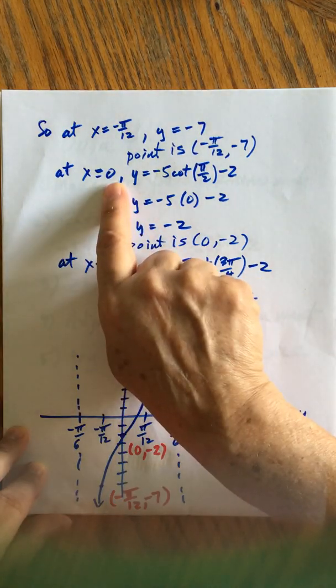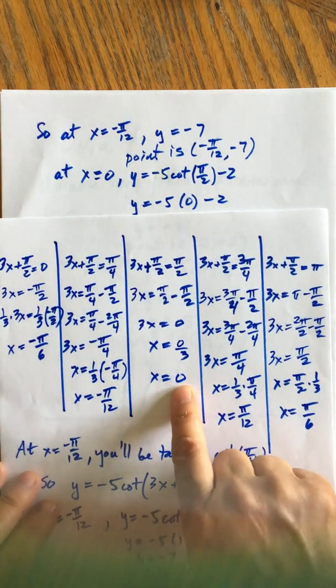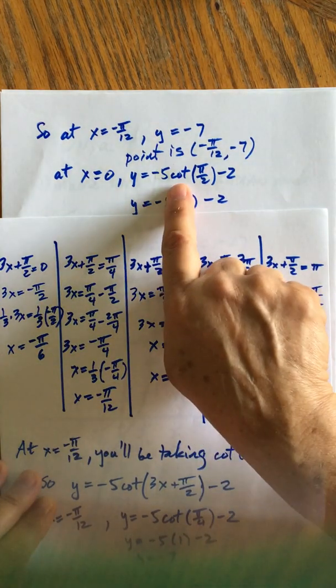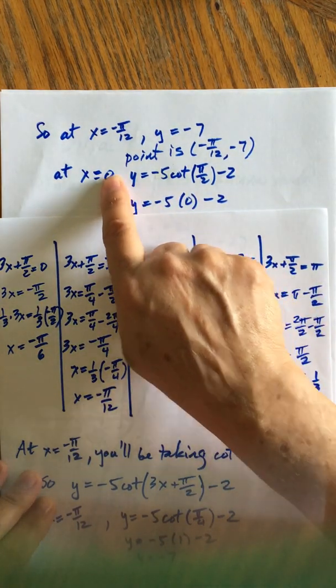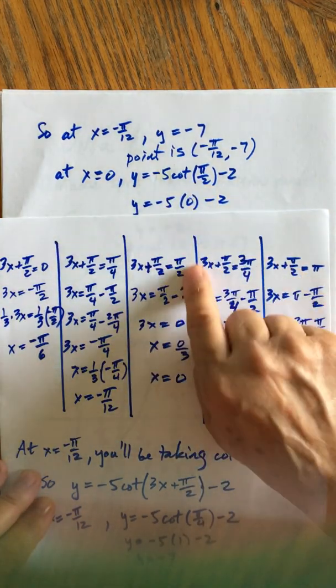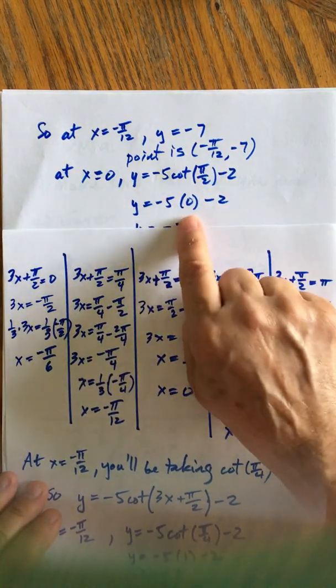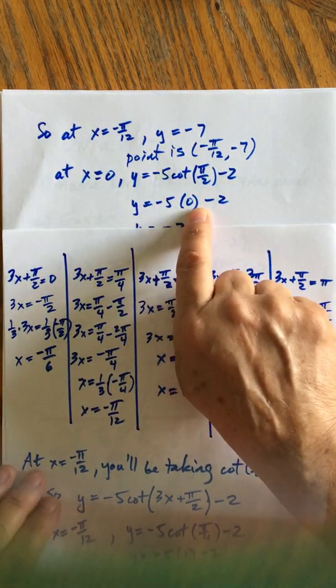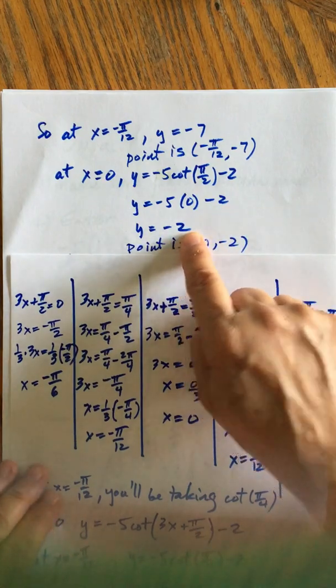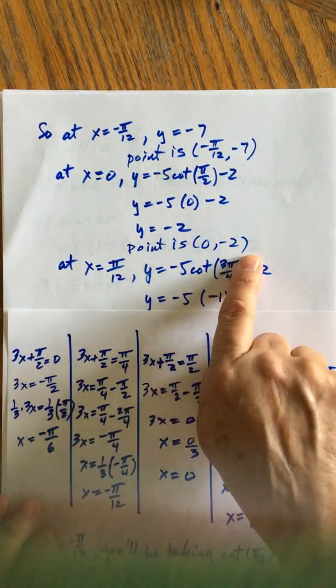So when x is 0, the whole reason I solved for this x value is so that I'll end up taking the cotangent of pi over 2, right here. And so then I basically know that the cotangent of pi over 2 is 0, so negative 5 times 0 is 0, minus 2 is negative 2. So I'm going to plot the point 0, negative 2.